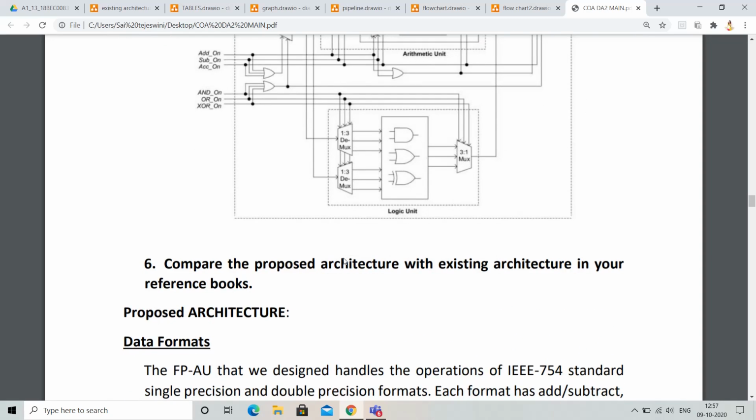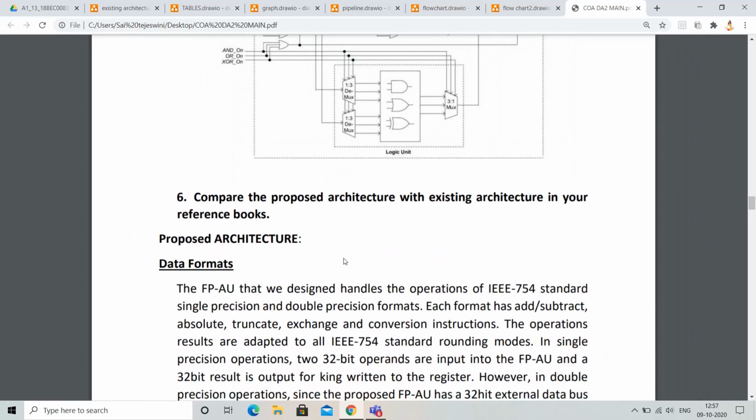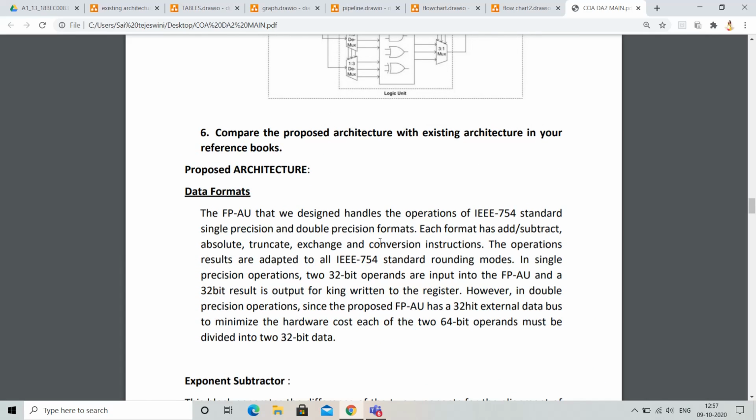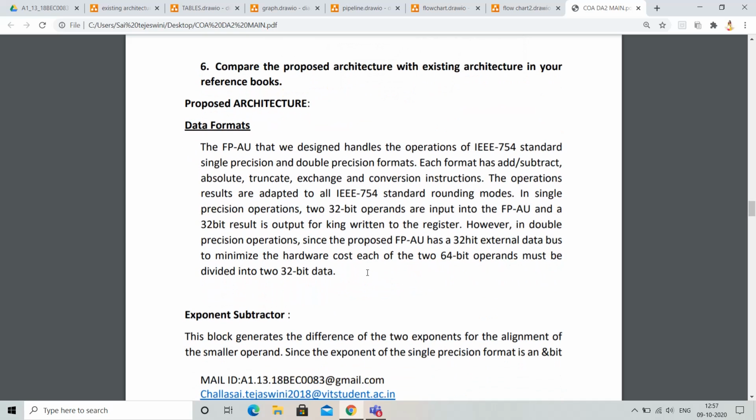Coming to the sixth question, compare the proposed architecture with the existing architecture in your reference book. In the proposed architecture, the data formats in the floating point arithmetic unit that we designed handle the operations of IEEE 754 standard single precision and also double precision formats. Each format has add, subtract, absolute, truncate, exchange and conversion instructions. The operation results are adapted to all IEEE 754 standard rounding modes.